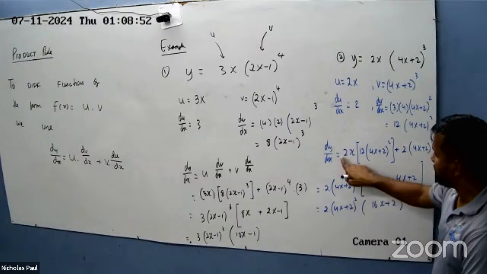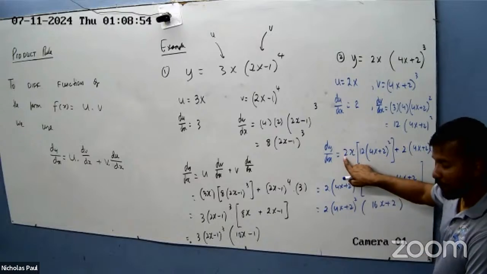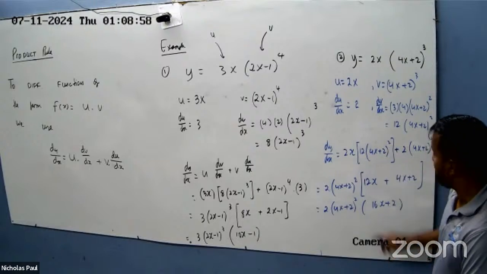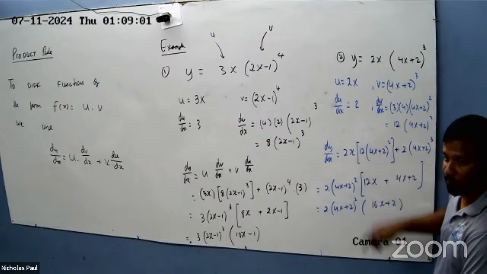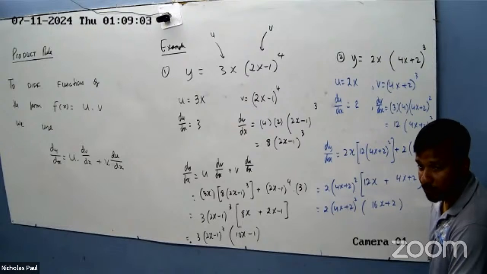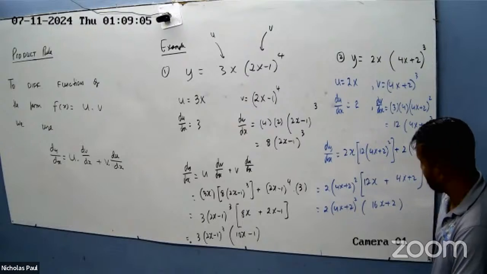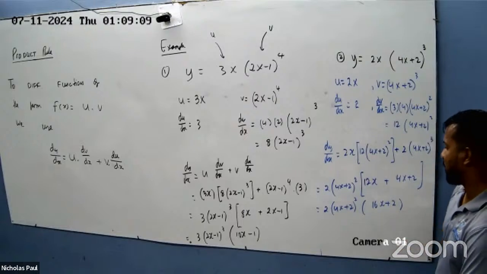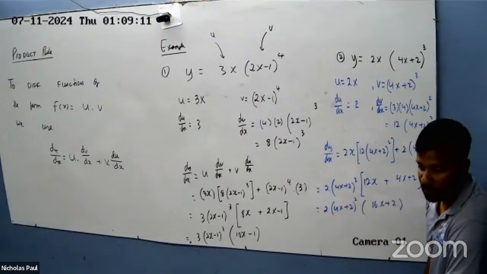12x. So I factor out 2. I factor out 2 and I factor out (4x plus 2) squared. So I'm left with the x and so on. If you want to factor out 4, nothing wrong with that. You can factor out 4. But this is good enough.